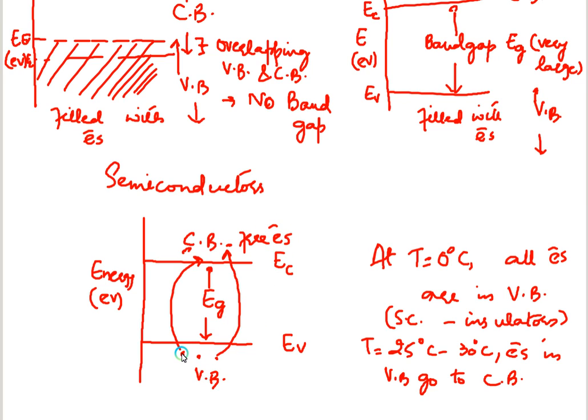Now when the electron leaves the valence band and goes to the conduction band, what is left behind at the place where the electron was in the valence band?